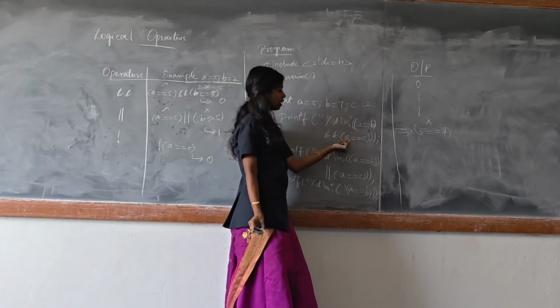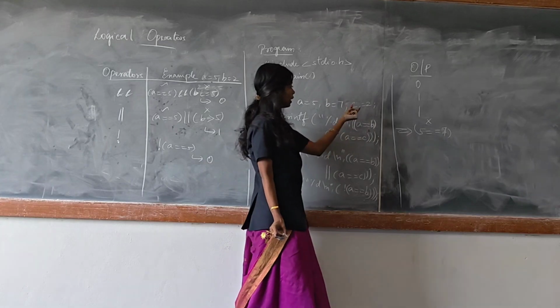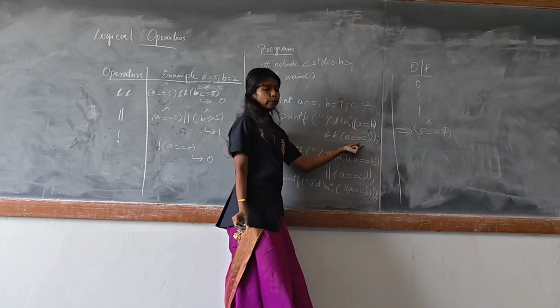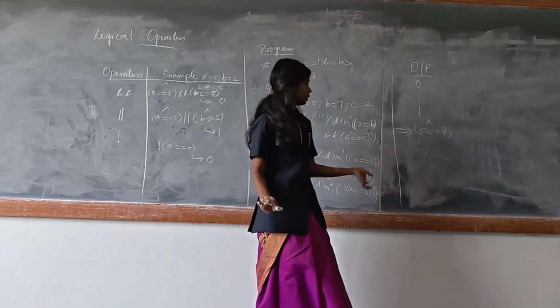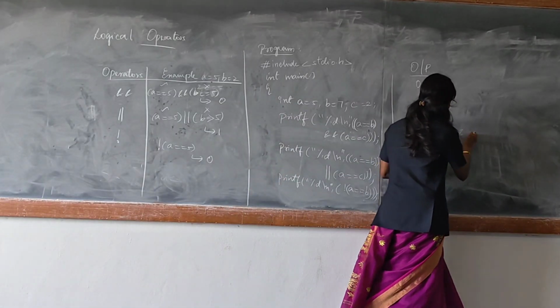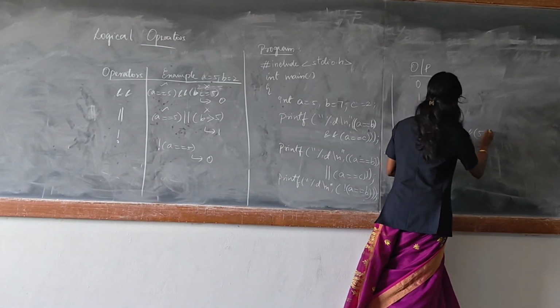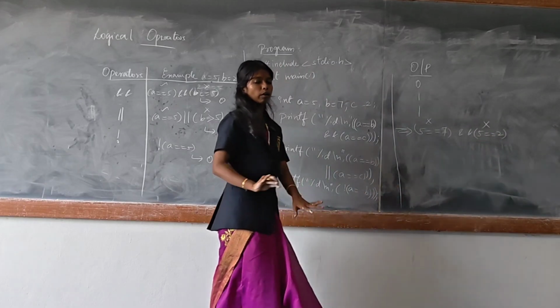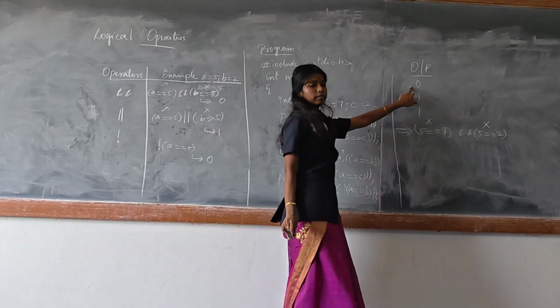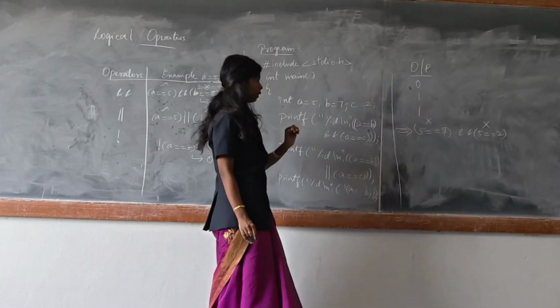So we can check the second also. The a value is 5 and the c value is 2. So this condition is also false only. So both the conditions are wrong, so we get the output 0. For this we get the output 0.